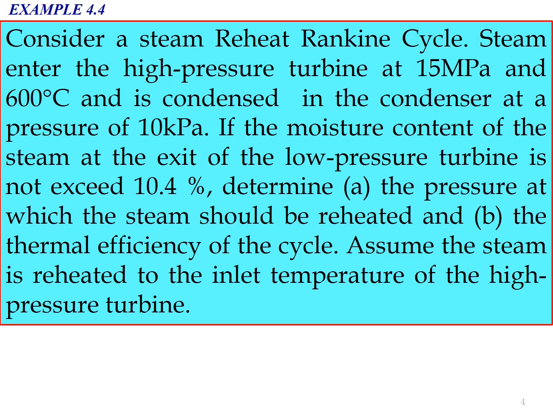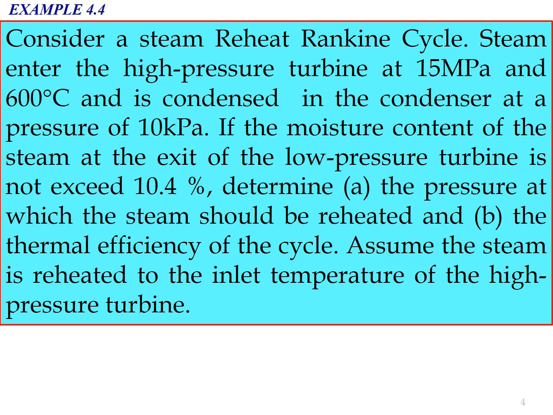So this is the information given in the question, where we have 15 megapascal and 600 degrees Celsius, the condition at the inlet of the high pressure turbine, which is referred to as the first turbine. And then the pressure at the condenser is 10 kilopascal, and the question gives you the value of moisture content, 10.4%. So from this value you can determine the quality of the steam. And the question asks you to determine the pressure during the reheating process.